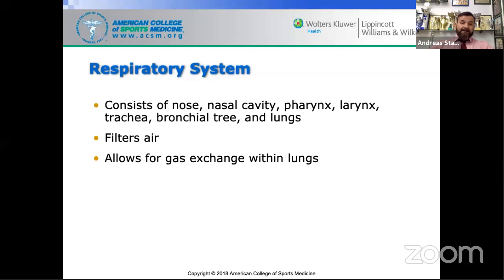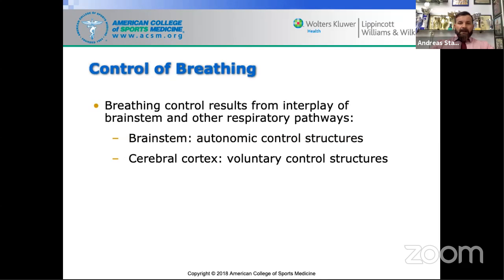We're moving to the next system, which is the respiratory system. Nose, nasal cavity, pharynx, larynx, trachea, and bronchial tree and lungs. Of course, it filters the air and allows for gas exchange with lungs. We have autonomic control structures and we have voluntary control structures. So there are things that we can control and things we cannot control as we're breathing. I'll explain that in a little bit.